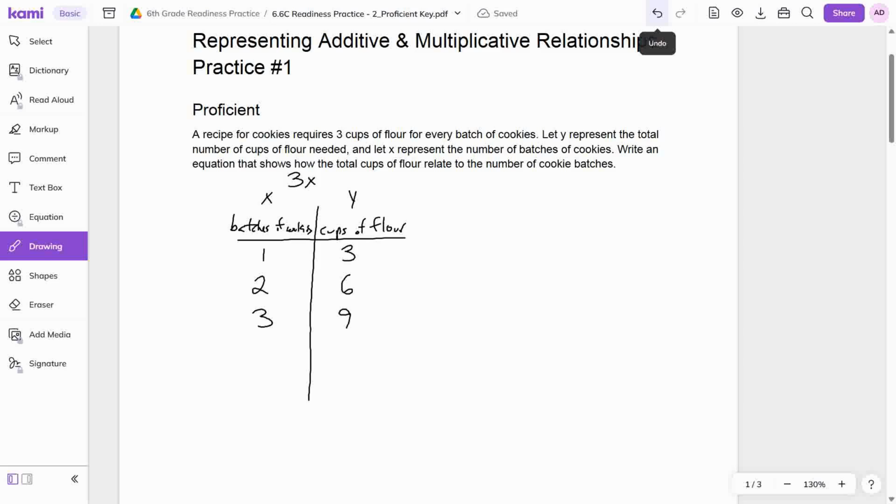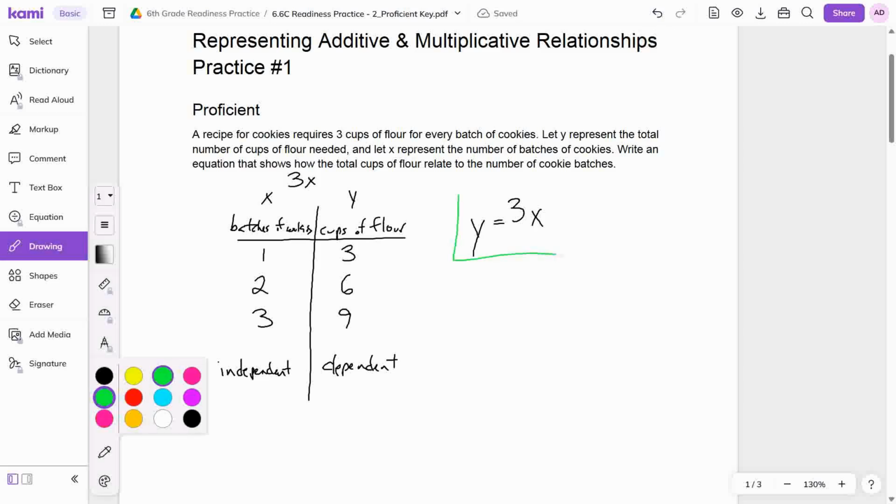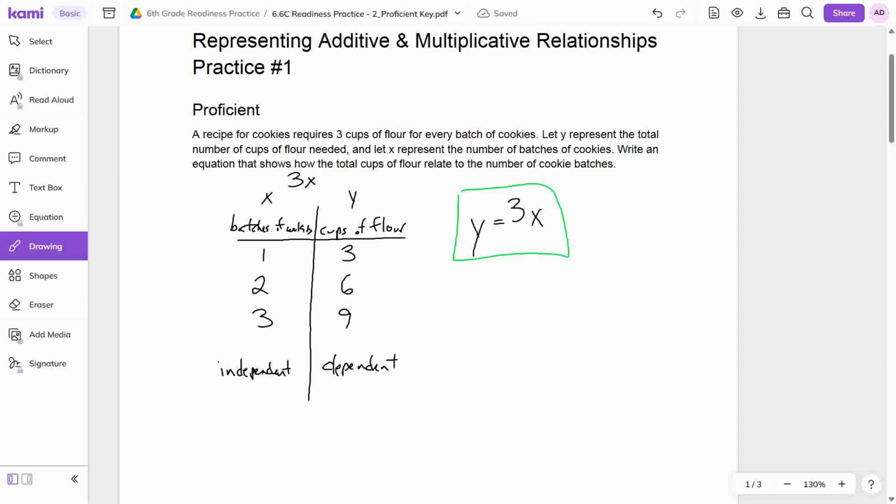We need to write an equation. Typically we always write it in terms of y, our dependent variable, and our independent variable is where we start. That is our batches of cookies. So in order to find the cups of flour, we take our batches of cookies, and what do we do with it? Well, 3 cups of flour each. We're going to multiply it. So we're just going to simply write 3x, and there's no operation in between those two, which means we are going to multiply.